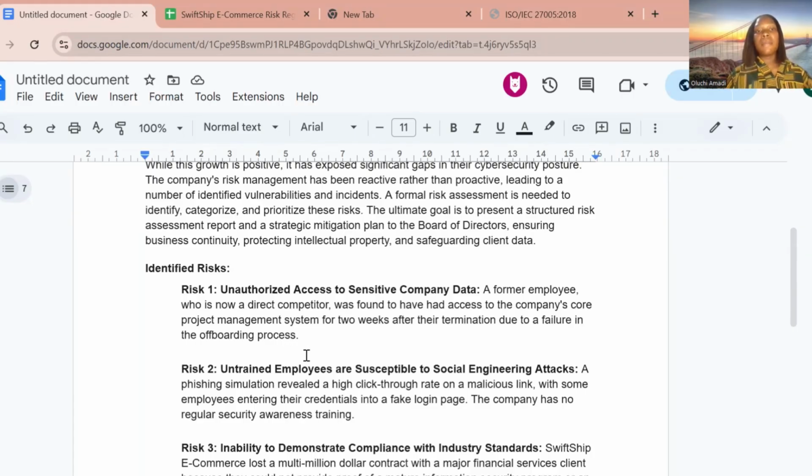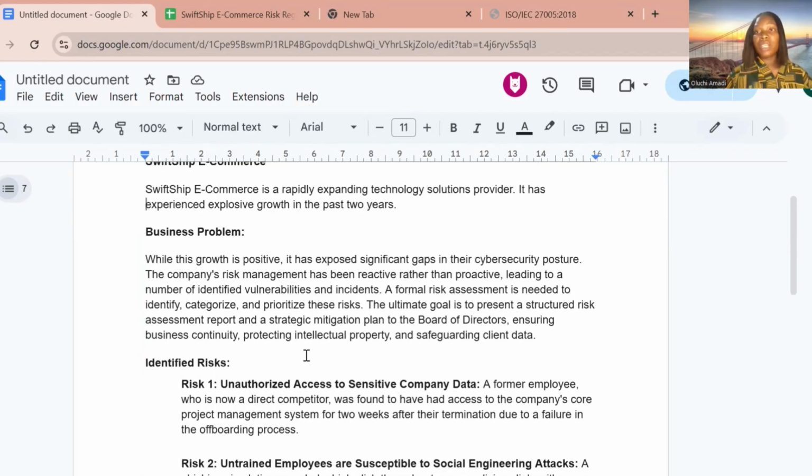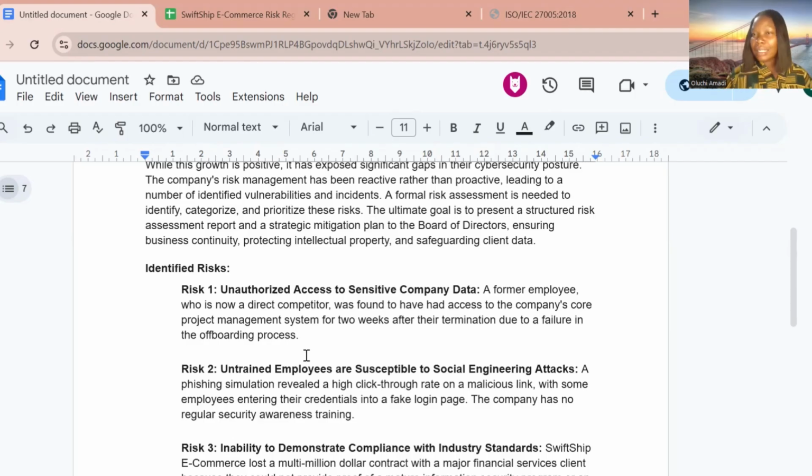So imagine a former employee of SwiftShop still has access to SwiftShop company's data, even after he has stopped working for them. That means there's no formal access control in SwiftShop, which is not good. It's a risk that needs to be controlled.